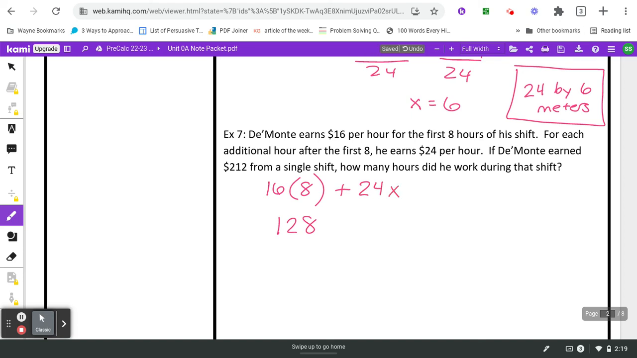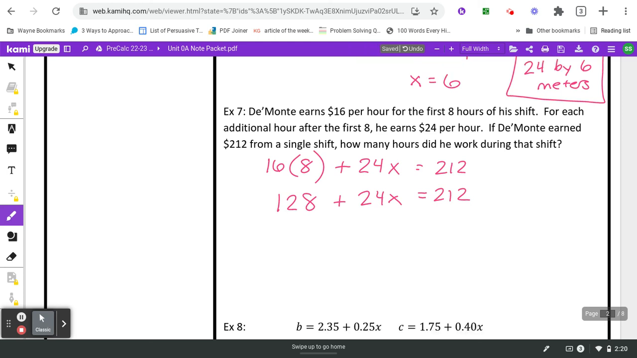So we can call that X. And I can't do anything else with that, so I'll bring it down. And then we know he makes a total of 212. So I'll bring that down as well. From here, you can see that we need to subtract 128. And then divide by 24.